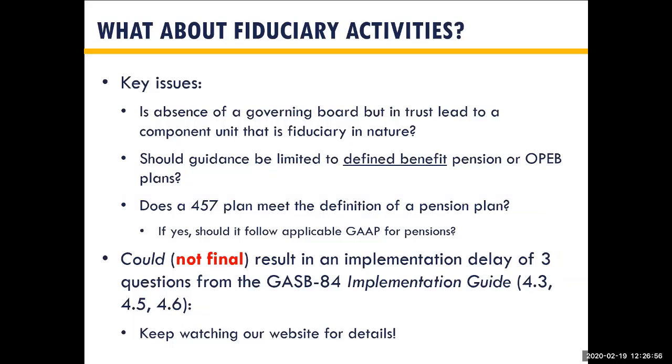When we revisit GASB 84 in its entirety. And again, here are the key issues. And so watch our website on this. It could result in a delay of at least one question within the GASB 84 implementation guide. And it actually may result in an elimination of question 4.6, but none of this is finalized until the GASB finalizes. So don't take it to the bank until the GASB finalizes, and they may not finalize until June.